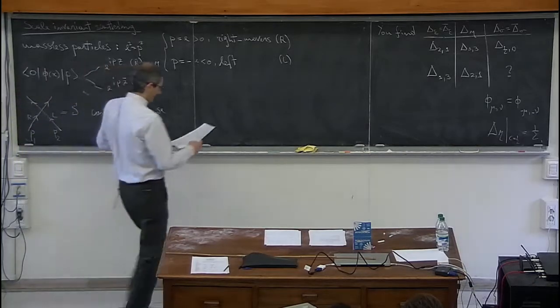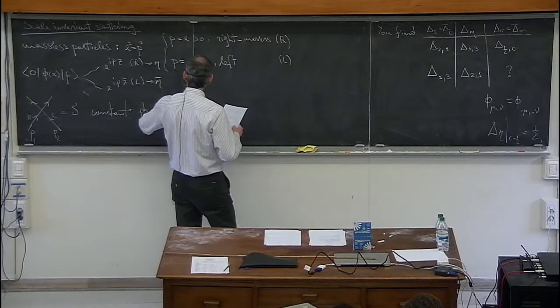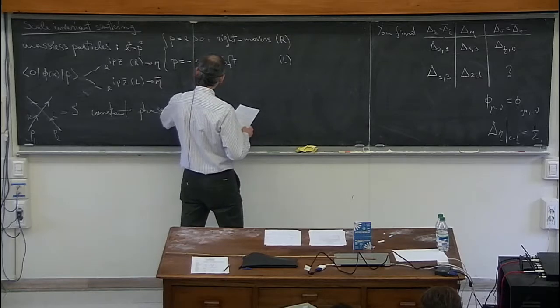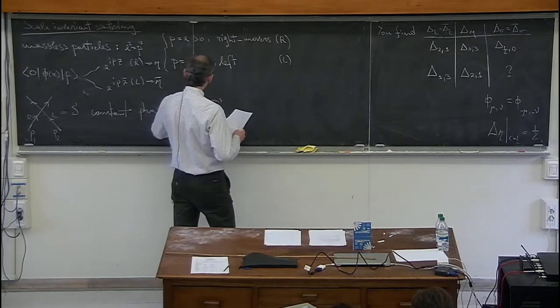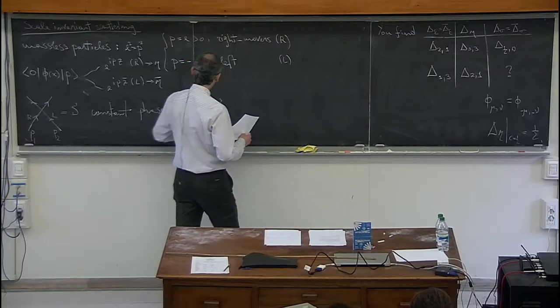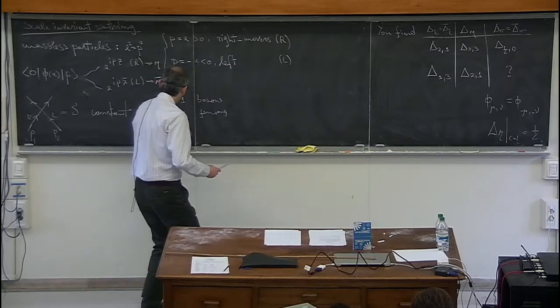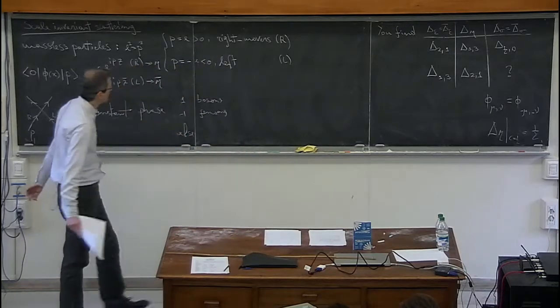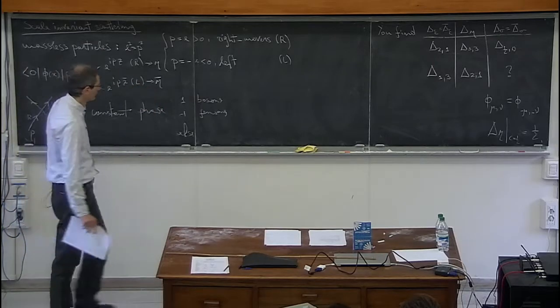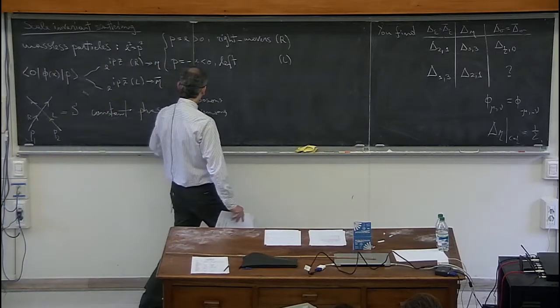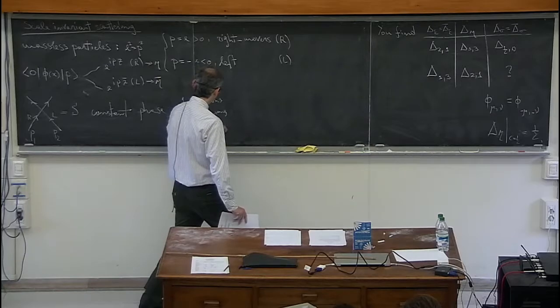So what we expect is that this will be 1 for bosons, -1 for fermions, and something else for objects which are not bosons or not fermions, and we could call parafermions.